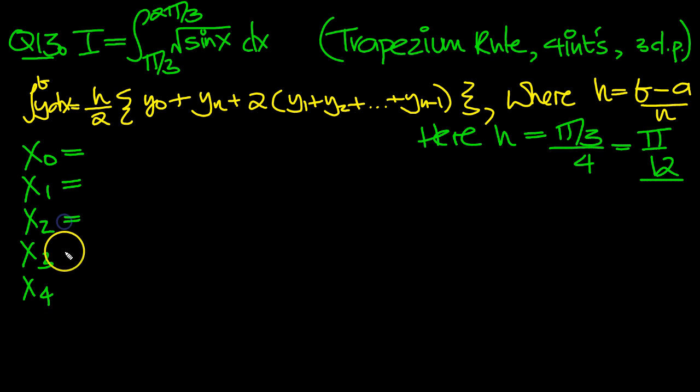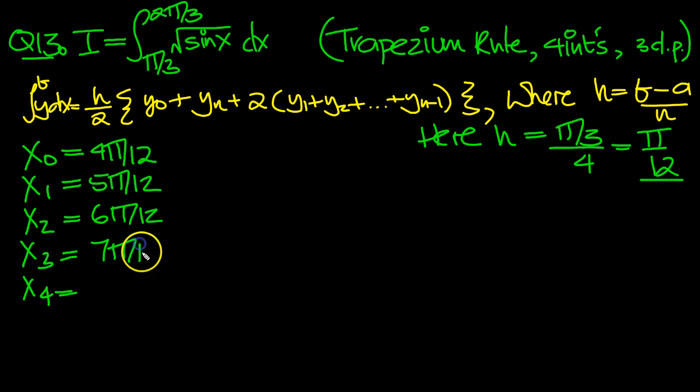x0 to x4, and then the 0 one is the pi over 3, but we're dealing in increments of pi over 12. So let's write that pi over 3 in the equivalent fraction form of 4 pi over 12, isn't it? That's pi over 3. Then increment by pi over 12 each time. And the last value, 8 pi over 12, corresponds to the 2 pi over 3. So there's our x ordinates.